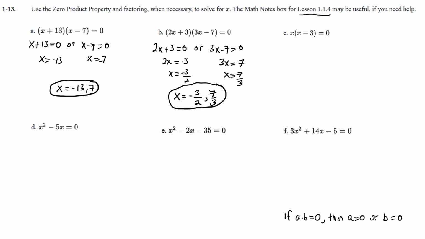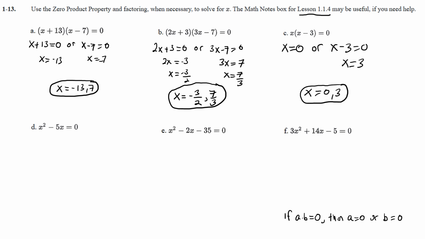In part C, x times x minus 3, that's still the zero product property. So we're going to take the x, that's a factor, is either going to equal 0 or x minus 3 equals 0. So x equals 0, that is an answer. So we don't have to solve that. This tells me that when x is 0, this will make this equal 0. The right equation will add 3 to both sides. So the answers here are 0 and 3.